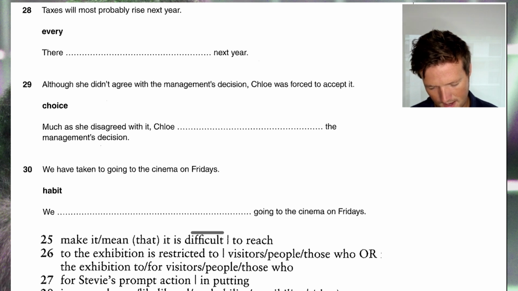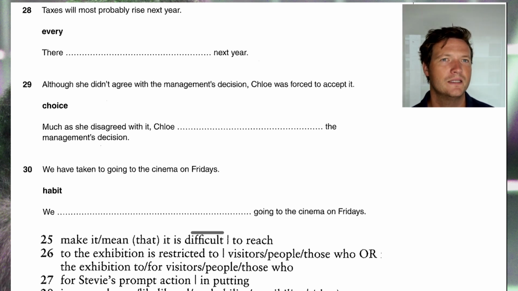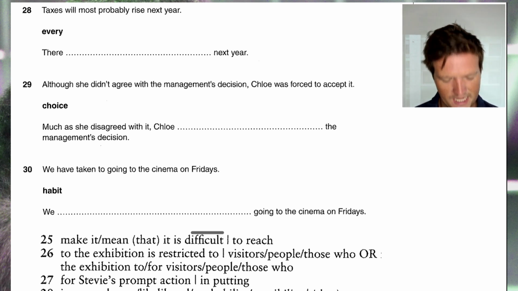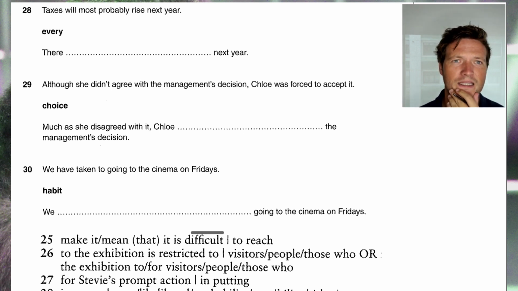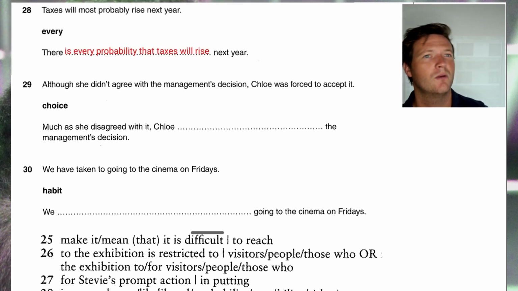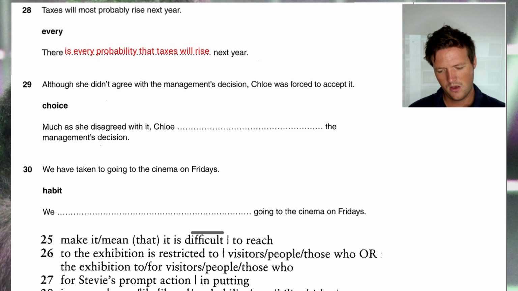Probability. There is every probability of a tax rise, I suppose. There's every probability that taxes will rise. Is that right? There is every probability that taxes will rise, or of a tax rise. That taxes will rise. I'm going to leave it like that.